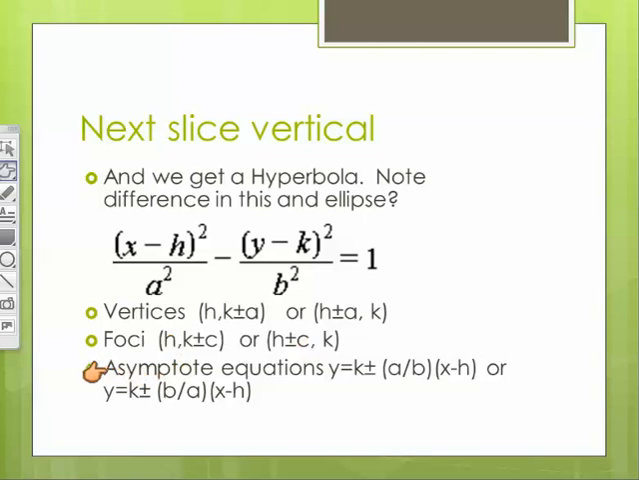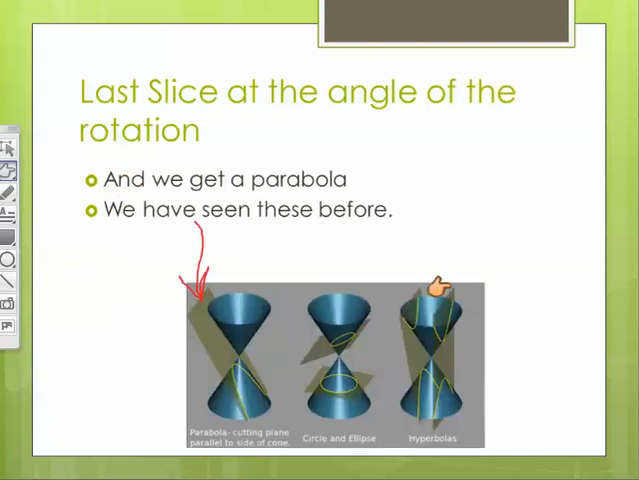There's an equation for those asymptotic lines. It's going to be y is equal to k plus or minus a divided by b times x minus h. Or, if it's a vertical one, it'd be y is equal to k plus or minus b divided by a, times x minus h. So I'm giving you the information that you need to know to solve the problems. It's a matter of just using these equations and you will be able to follow along and answer the questions about the hyperbola.